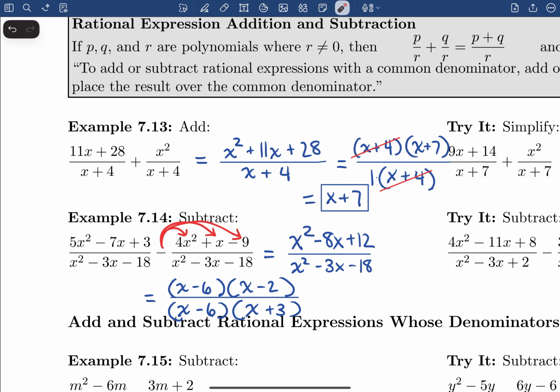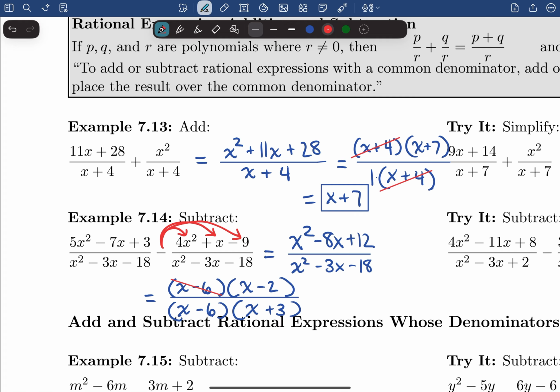And good thing we factored, because it looks like there's a common factor of x minus 6 that cancels on top and bottom. You see, no kittens died. That's not illegal. You can cancel factors. That's a great thing. And so now my final answer is just the factor x minus 2 on the top divided by the factor x minus 3 on the bottom. And there we have it.